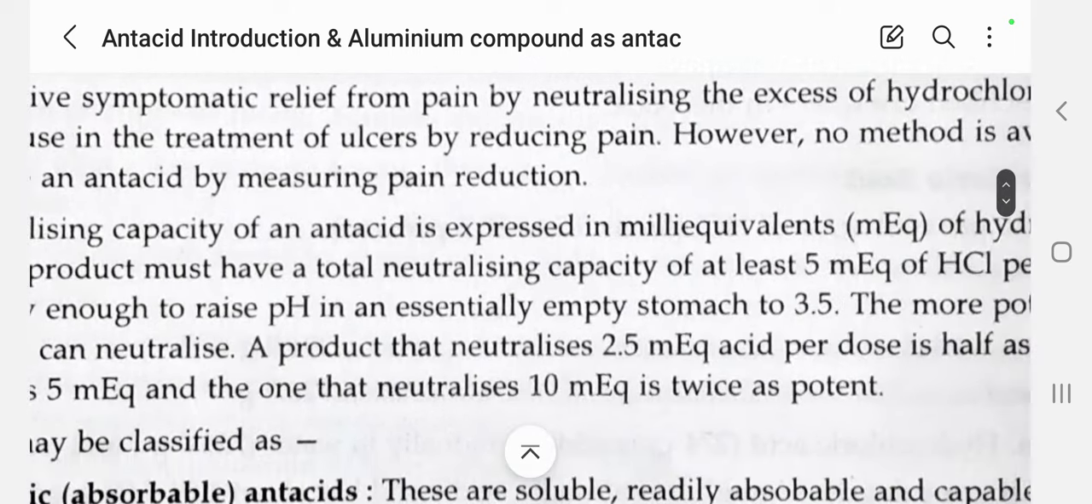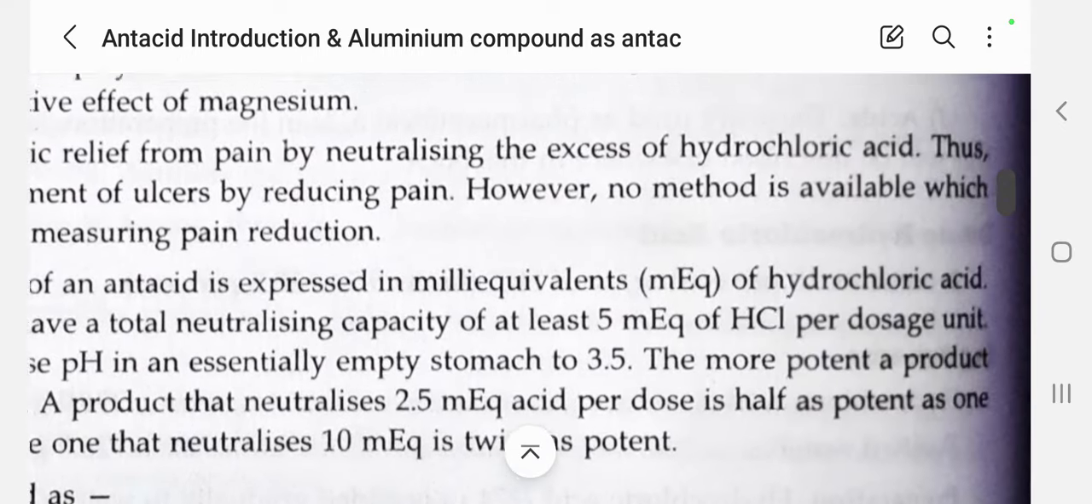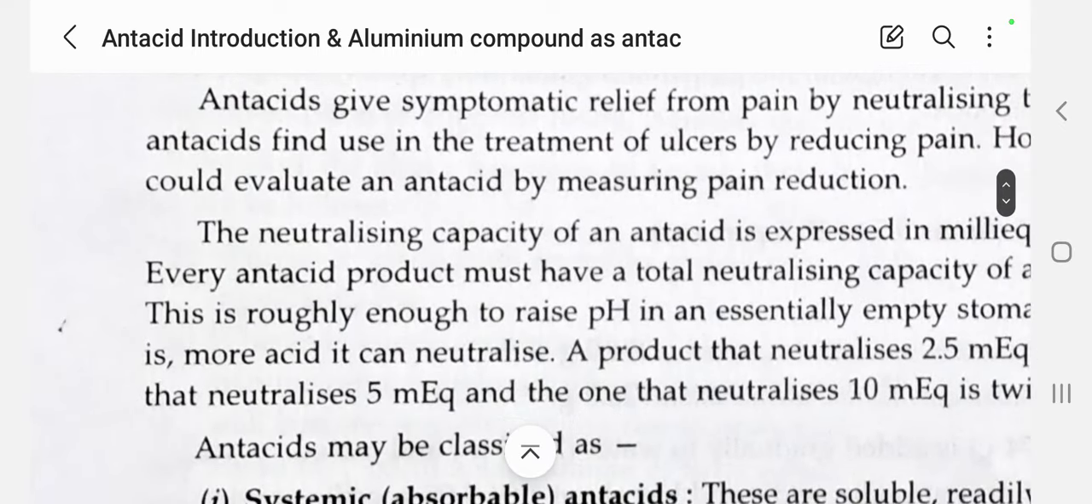However, no method is available which could evaluate an antacid by measuring pain reduction. So there is no specific evaluation method to find out the reduction of pain.